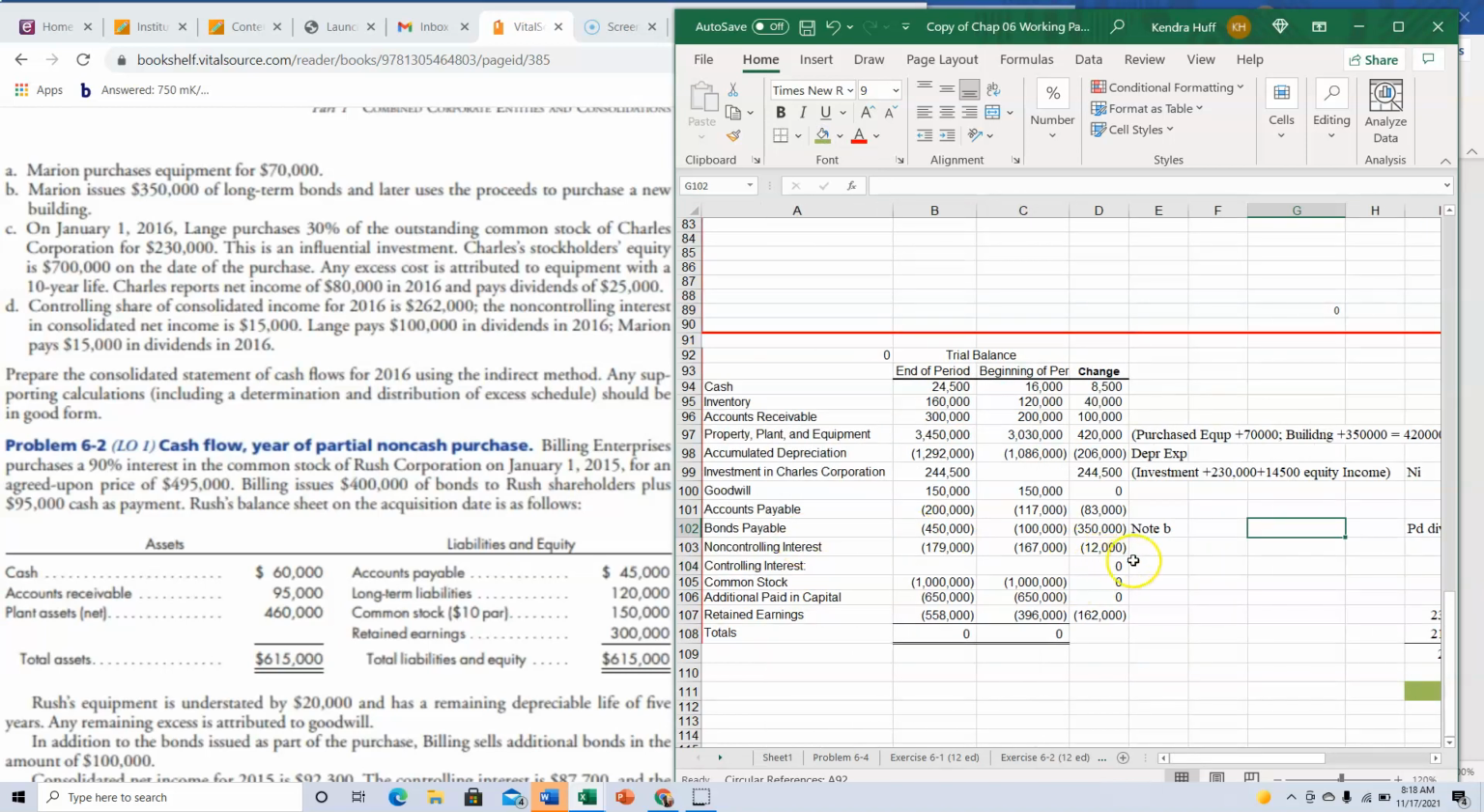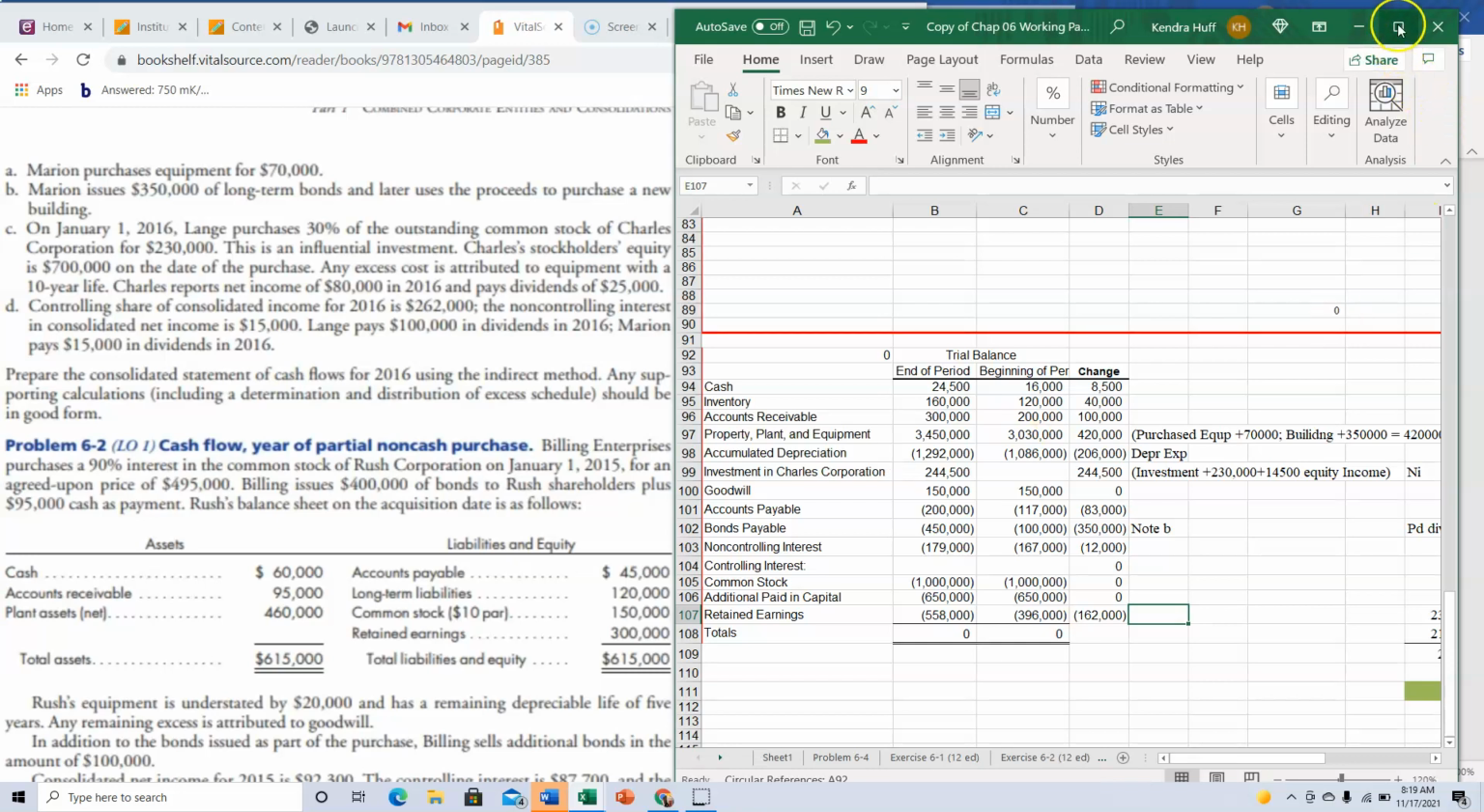Okay, so my non-controlling interest changed. The non-controlling interest in consolidated income is $15,000, but what needs to come out of there is dividends. Let me see. I'll figure it out in a minute. I don't know if you really need to know, actually. And then our change in retained earnings, we'll look at that when we do the statement of cash flows.